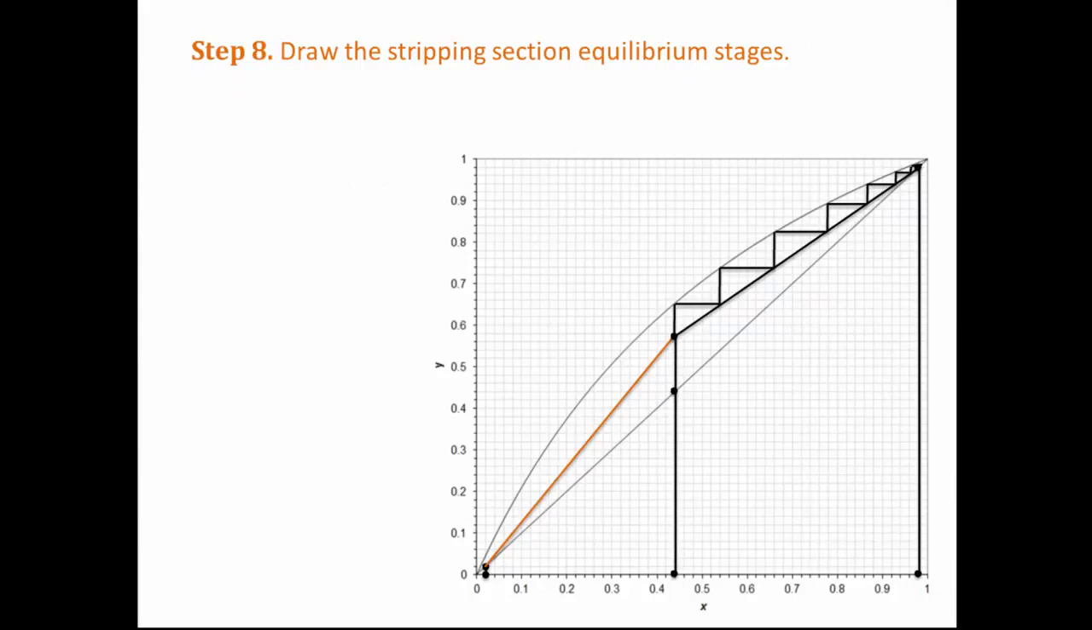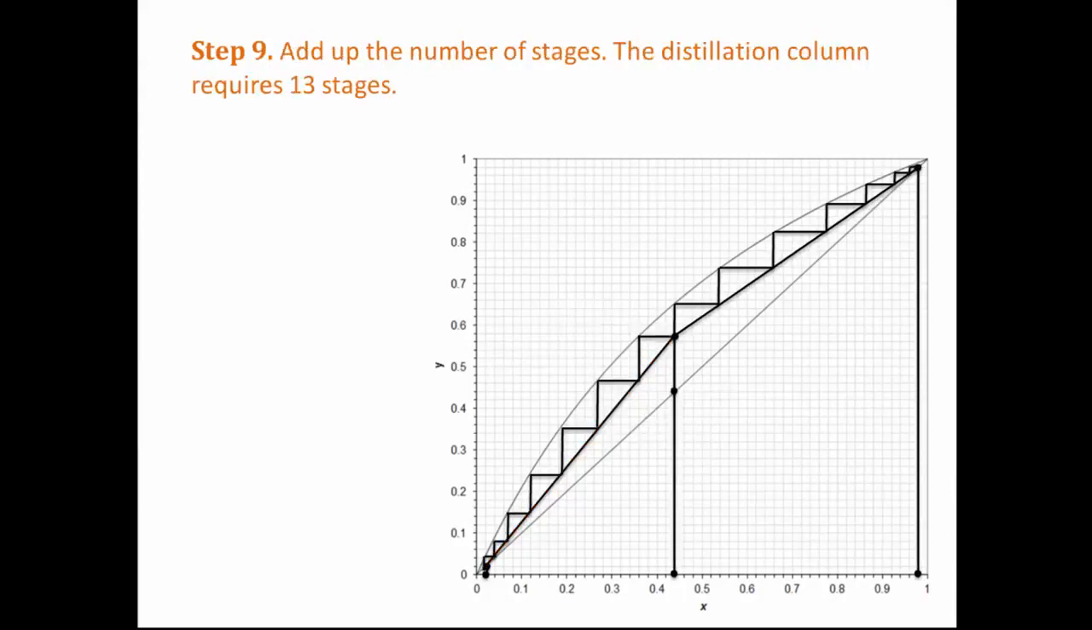Now draw the stripping section equilibrium stages. Start from the same point as before and repeat the process. Each step represents an equilibrium stage in the stripping section. Add up the steps to find the total number of stages in the column. The first step in the bottom left-hand corner represents the reboiler.